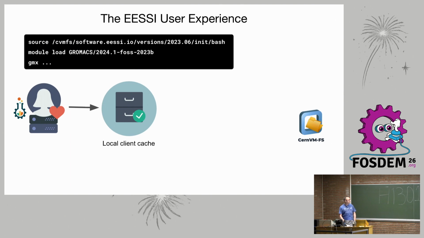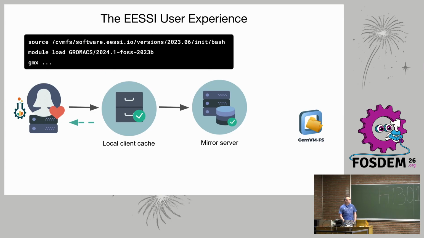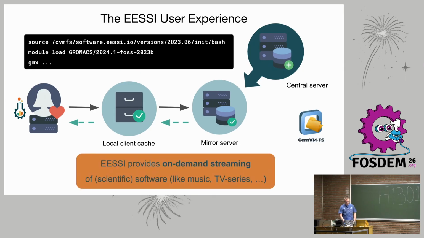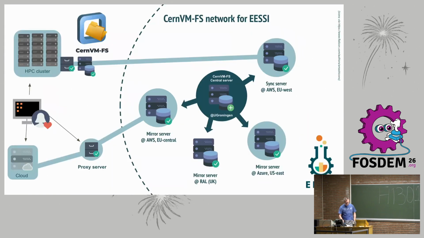How does this work? Well, you're this nice person working on her computer. You ask EESSI, do you have the GROMACS binary already? It checks the cache. If it is, then it just runs it. If it's not there, it will download the binary from the mirror server or one of the mirror servers that we have, puts it in the cache, and then runs it. And the mirror server synchronizes with the central server. So we have like a network of servers essentially serving this thing. All of this is done by CernVMFS. We get this for free, essentially. So yeah, the streaming thing is interesting.